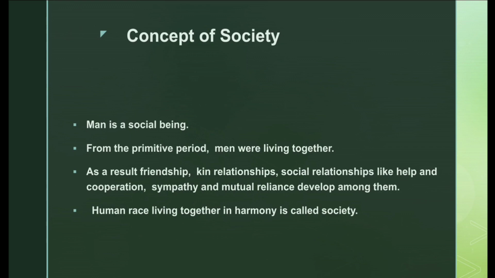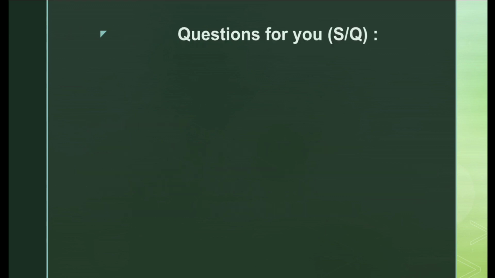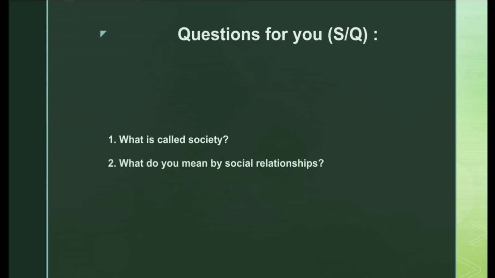From the primitive period, men were living together. As a result, friendship, kin relationships, social relationships like help and cooperation, sympathy, and mutual reliance develop among them. Human race living together in harmony is called society. So I have given you some questions, and they are: what is called society? What do you mean by social relationships?